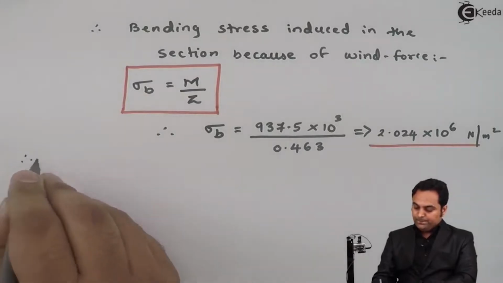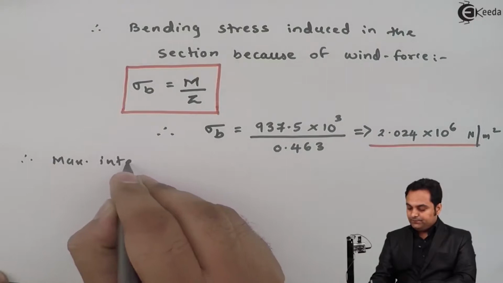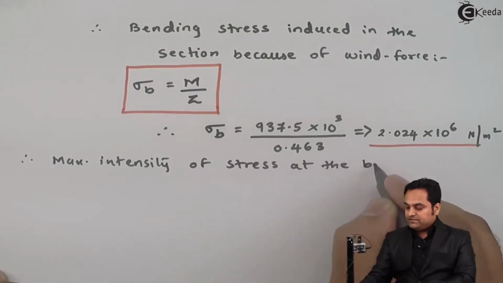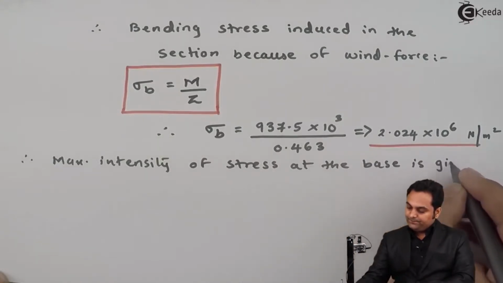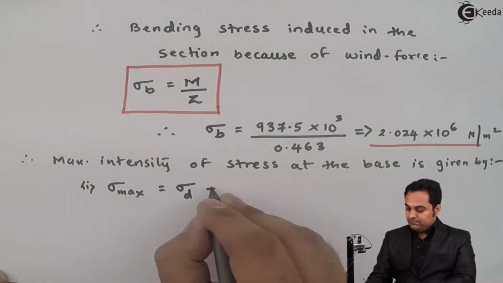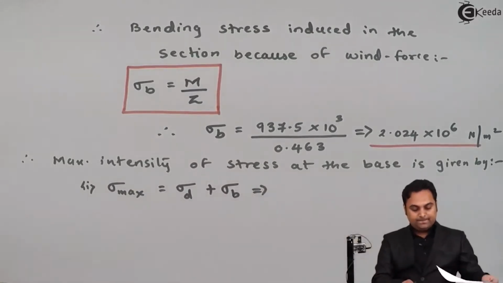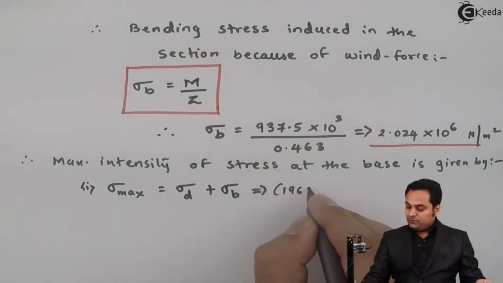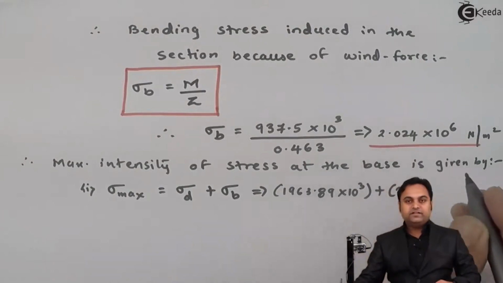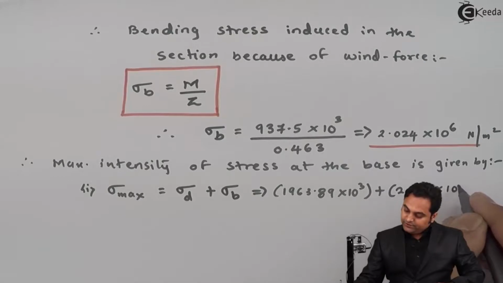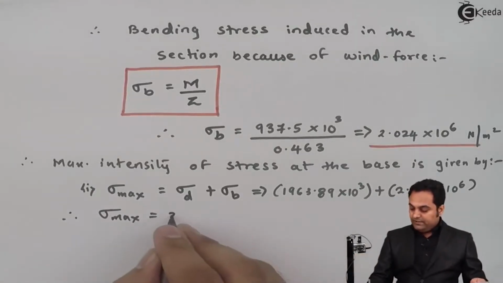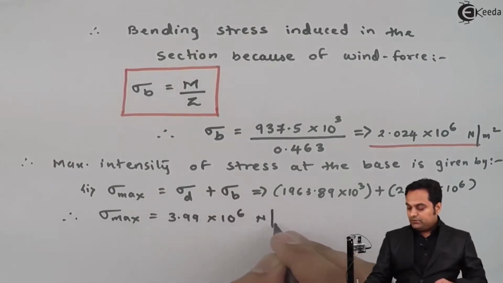So I'll write down, therefore, maximum intensity of stress at the base is given by sigma max is equal to sigma d plus sigma b. Sigma d was 1963.89 into 10 raised to 3, plus sigma b, we have found out, that is bending stress, 2.024 into 10 raised to 6. Adding up the values gives us sigma max. It is 3.99 into 10 raised to 6 Newton per meter square.